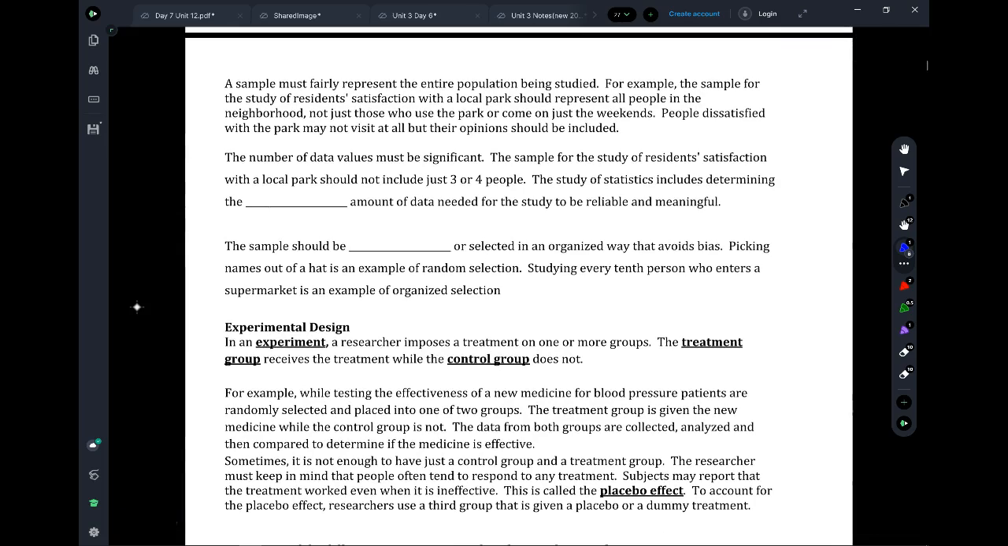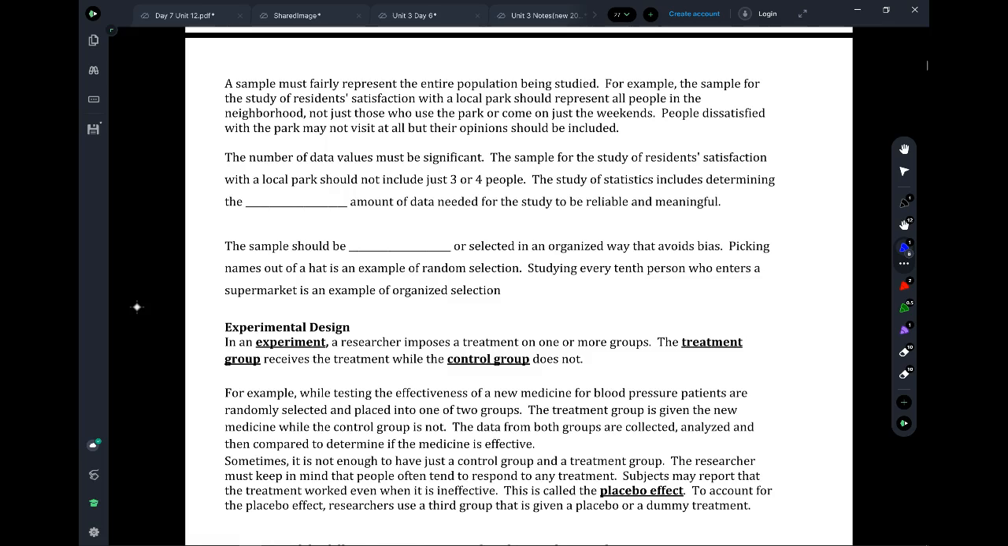A sample must fairly represent an entire population being studied. Here's another example. The sample for a study of residents' satisfaction with the local park should represent all people in the neighborhood, not just those people who use the park or come to it on the weekends. People dissatisfied with the park may not visit it at all, but they should still be included if we're taking the opinions of all people in the population.